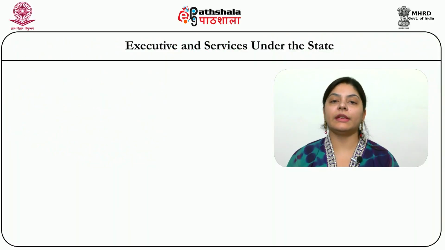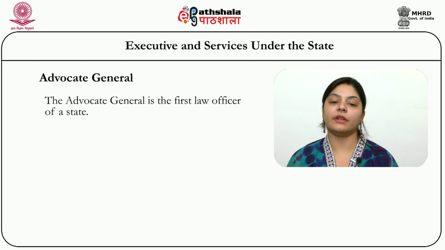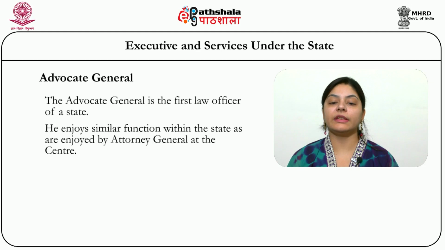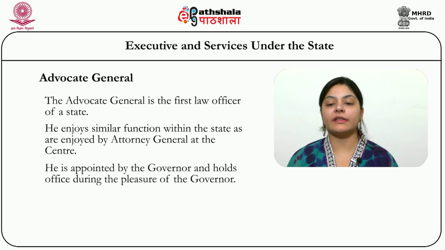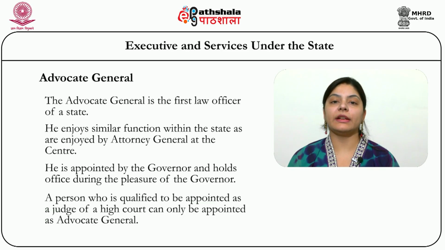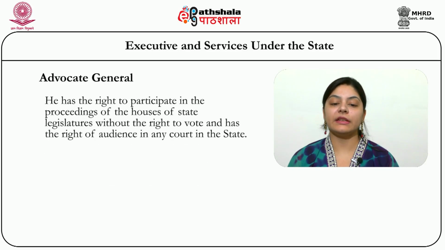Now we will discuss the Advocate General. The Advocate General is the first law officer in a state. He enjoys similar functions within the state as are enjoyed by the Attorney General at the center. He is appointed by the governor and holds office during the pleasure of the governor. A person who is qualified to be appointed as a judge of the High Court can only be appointed as Advocate General. He has the right to participate in the proceedings of the houses of the state legislatures without the right to vote, and he has the right of audience in any court in the state.